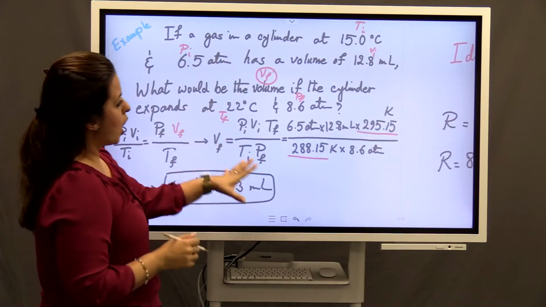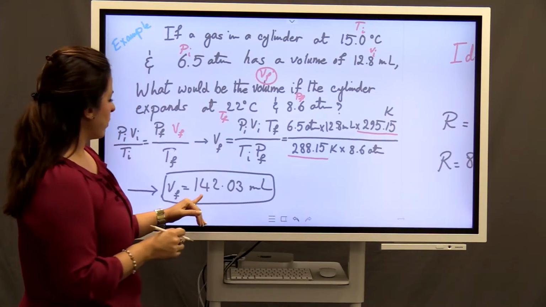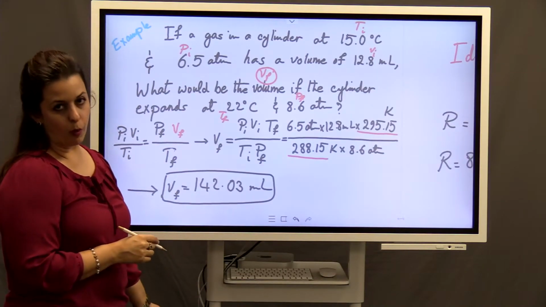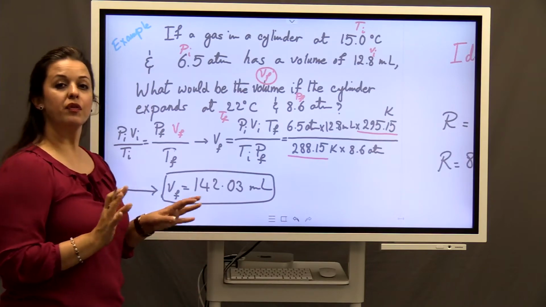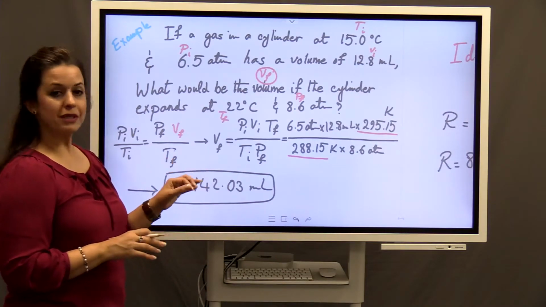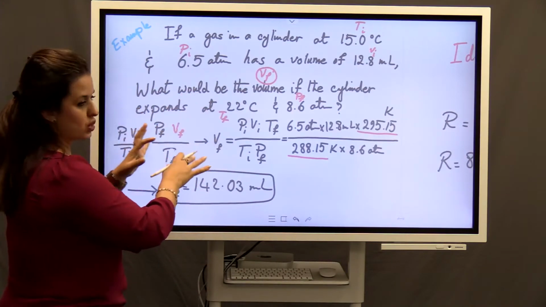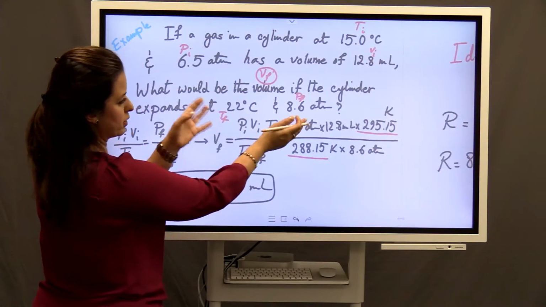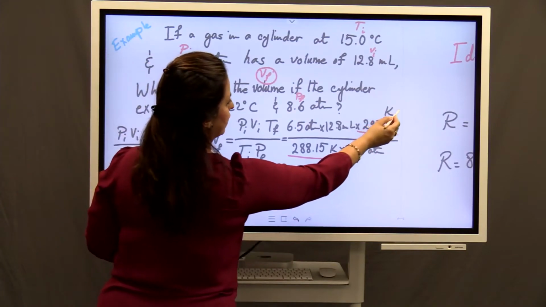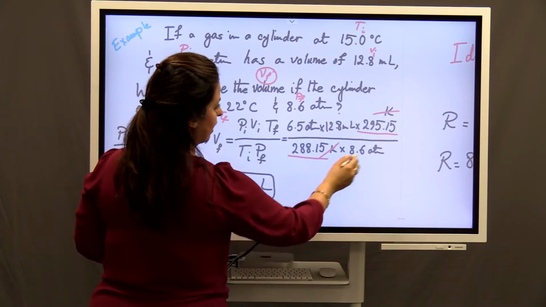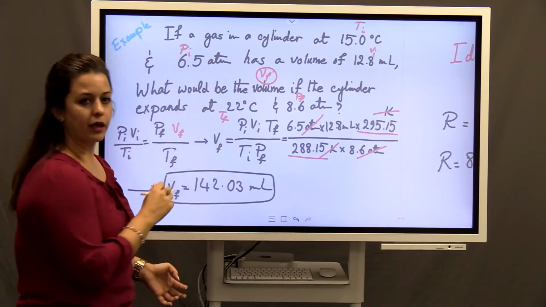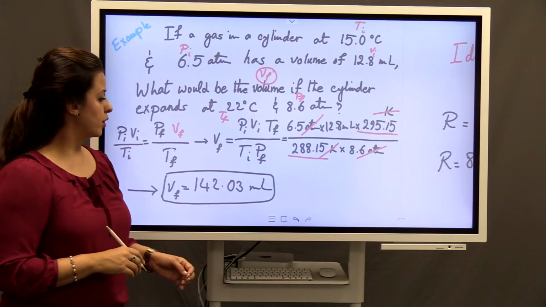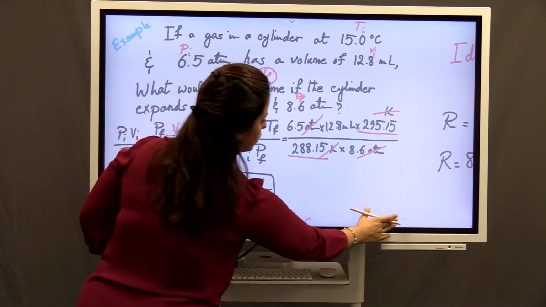Then you plug in and calculate. You will end up having 142.03 milliliters, which is almost like 0.14 liters. But if you're not asking for a specific unit, you don't have to change anything except the temperature, because the two sides have the same units, which will be canceled. You see here, the Kelvin and Kelvin are canceled, atmosphere and atmosphere will be canceled. So you don't need to do extra conversions or change the units.